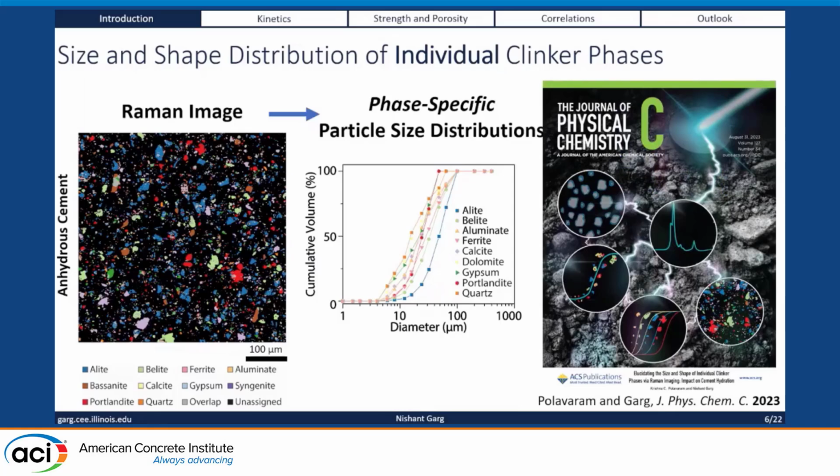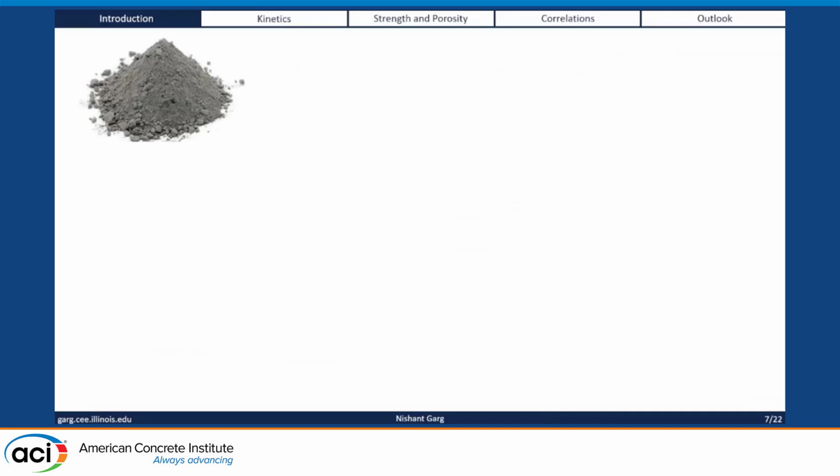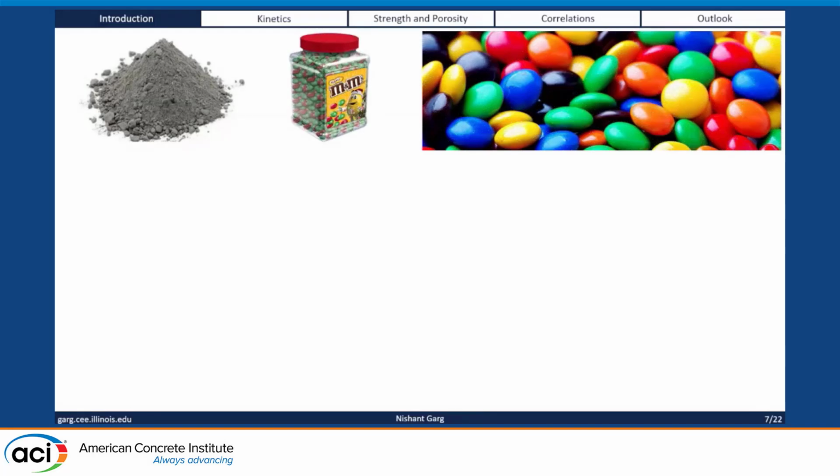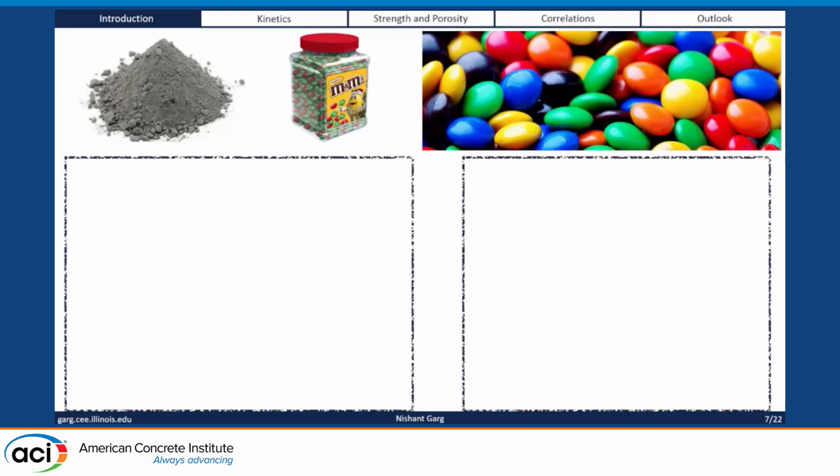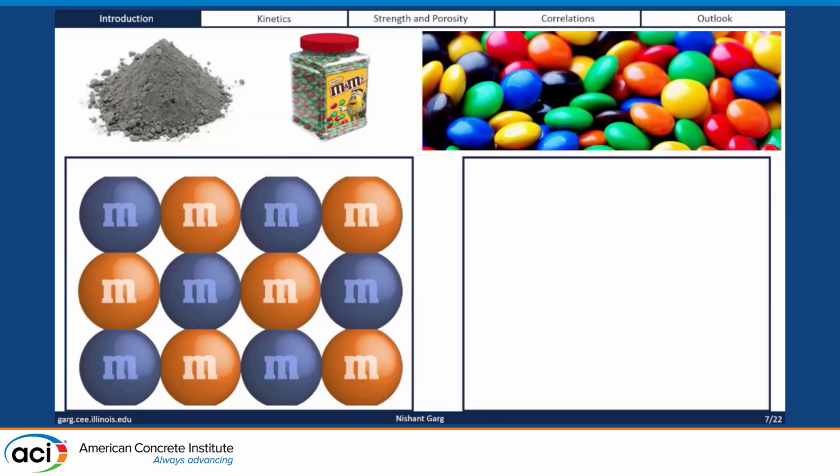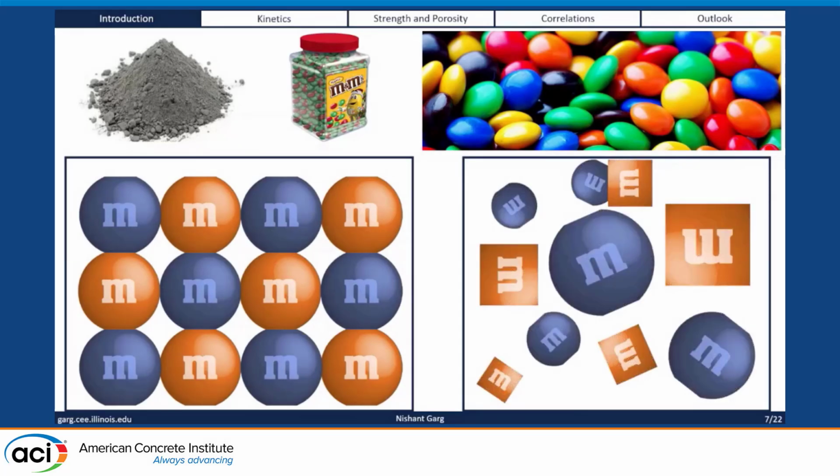and then what we did last year was we had this paper out in JPCC where essentially we get the size distribution of these phases and try to relate them with performance. So in this case, I tried to explain this to my kids because I was making this slide and they were just hovering over me. So I said, cement is just like a box of M&Ms, and one would imagine all these M&Ms are essentially of the same size, even though they're different color, different phases. But in reality, they're all of different sizes and shapes and all randomly distributed.